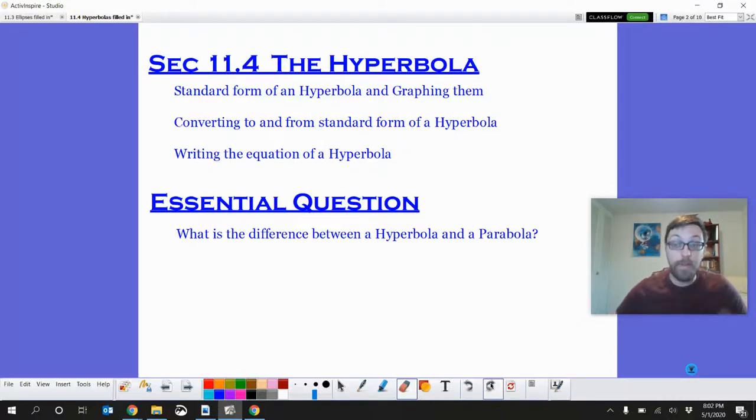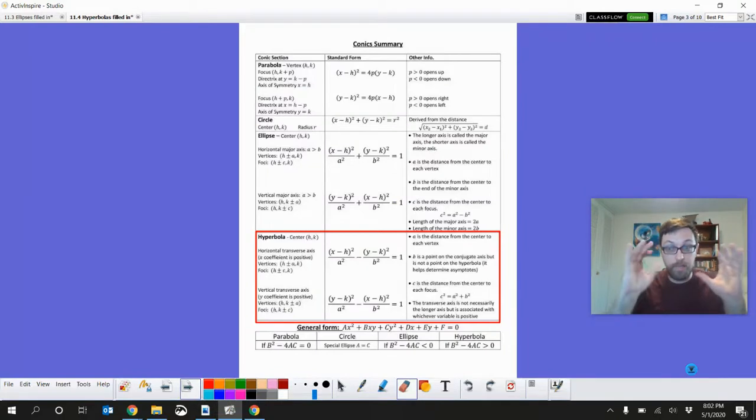Okay, so the final conic section is the hyperbola. That's the final big box. It looks very similar to the ellipse, but it has a subtraction sign instead of an addition sign. So it's a lot easier to identify what A and B are. B is the thing that's being subtracted. You do the positive thing first.